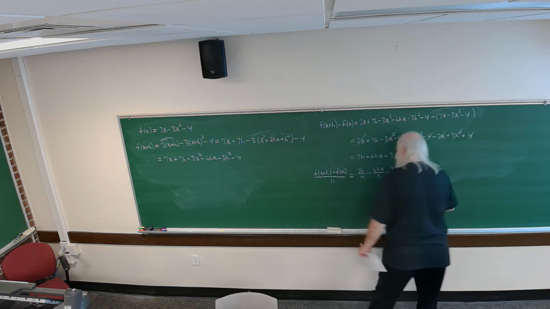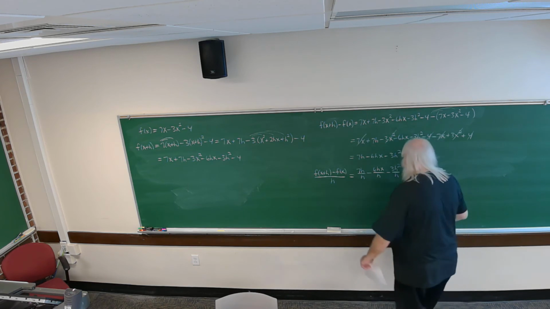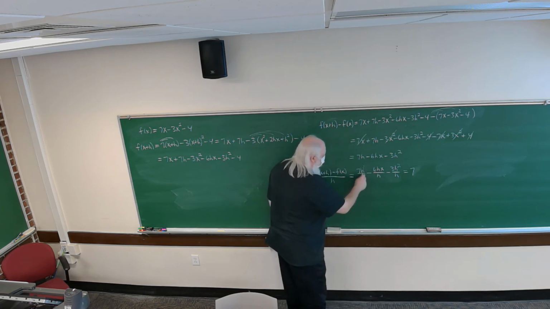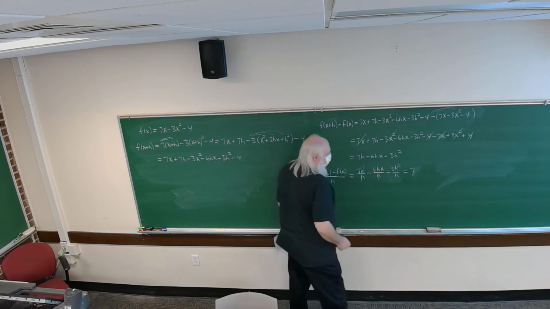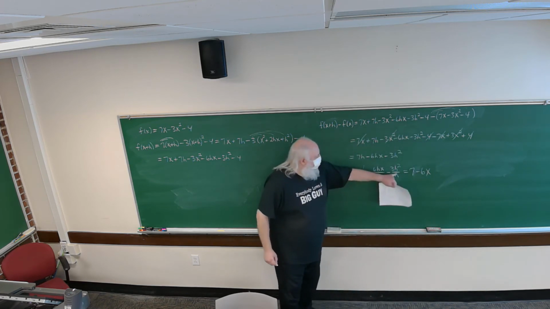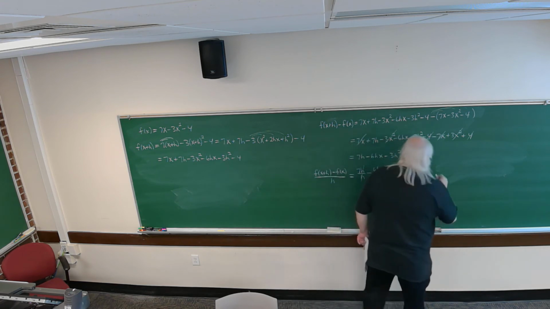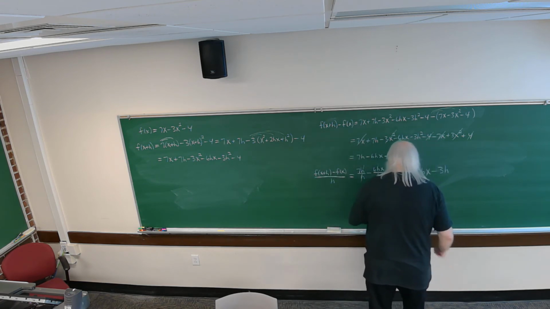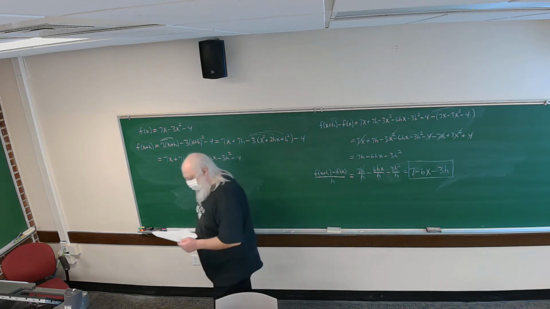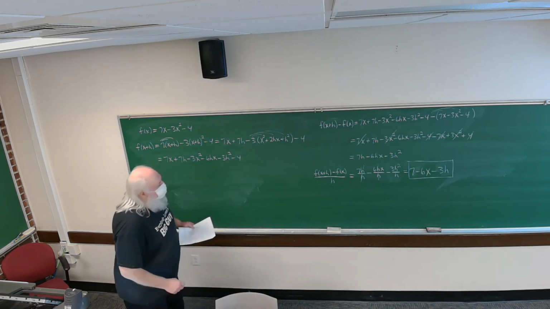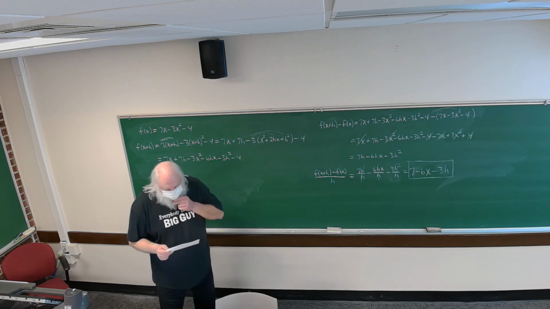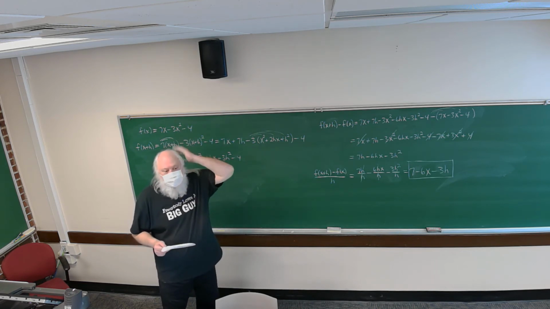Which is equal to, in the first term, the h's cancel. We're left with 7. And the second term, the h's cancel. Right? These h's cancel. These h's cancel. And we're left with minus 6x in the second term. And then in the third term, h squared divided by h is just h. And we're left with minus 3h. So that's what the difference quotient is equal to for this example: 7 minus 6x minus 3h. Okay. Any questions on that? Okay.